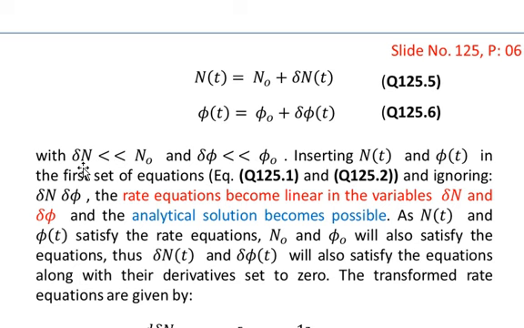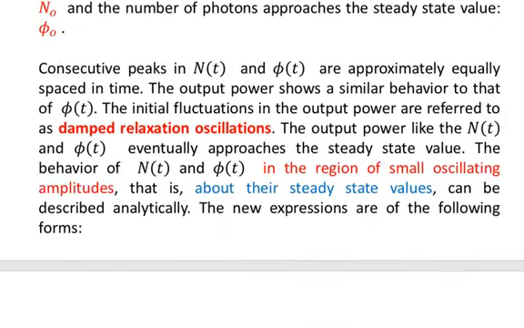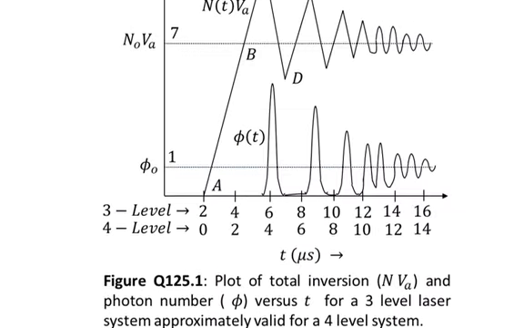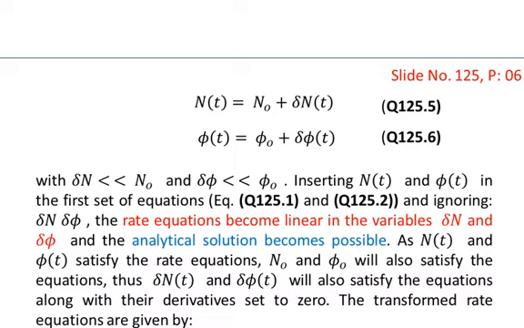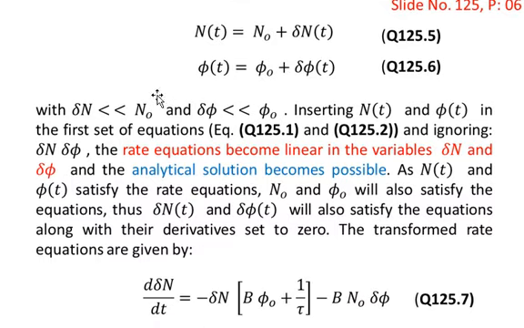Here delta N is much less than N naught, and similarly delta phi is much less than phi naught, because we are considering the regions very close to the steady state values. So these variations represented by delta phi and delta N are much smaller in comparison with their critical values. So delta N is much less than N naught, and delta phi is much less than phi naught.